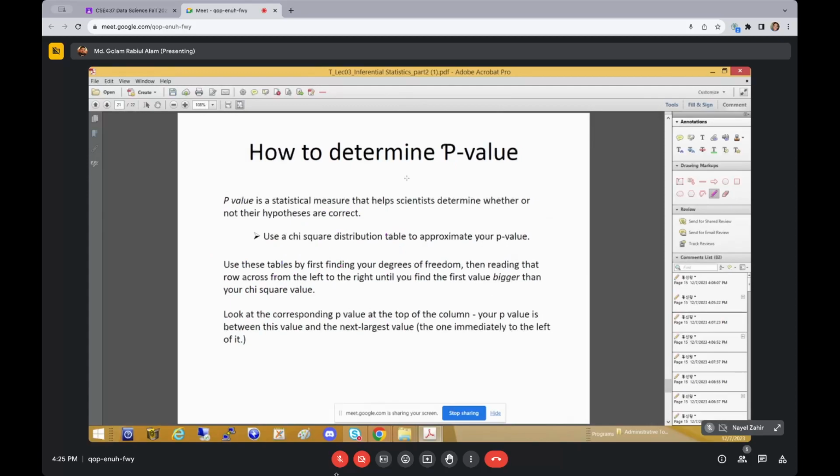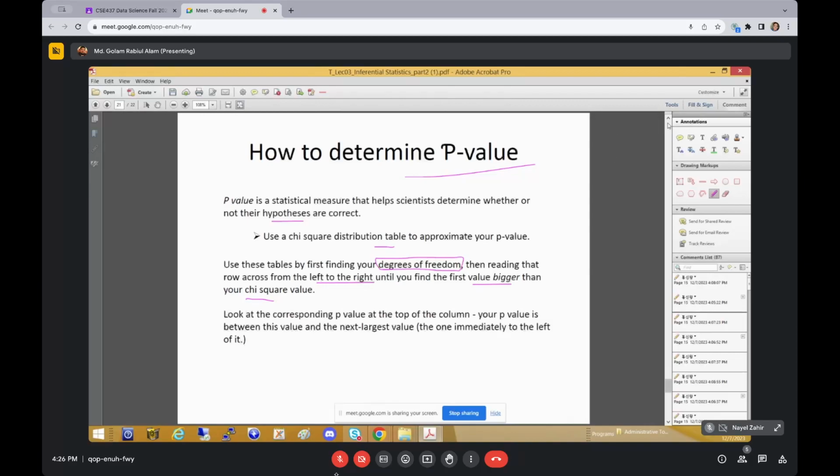So how do we determine the p-value? We have already checked that. The p-value is a statistical measure that helps scientists determine whether or not their hypothesis is correct. If we use the chi-square distribution table to approximate the value of p, first find the degree of freedom. Then read the rows from left to right until you find the first value bigger than your chi-square value.